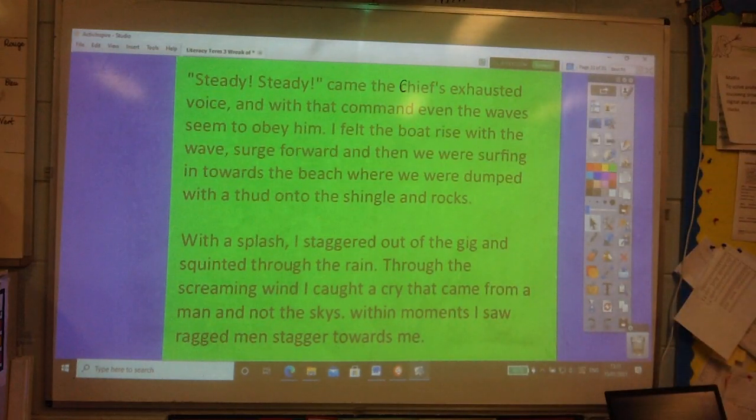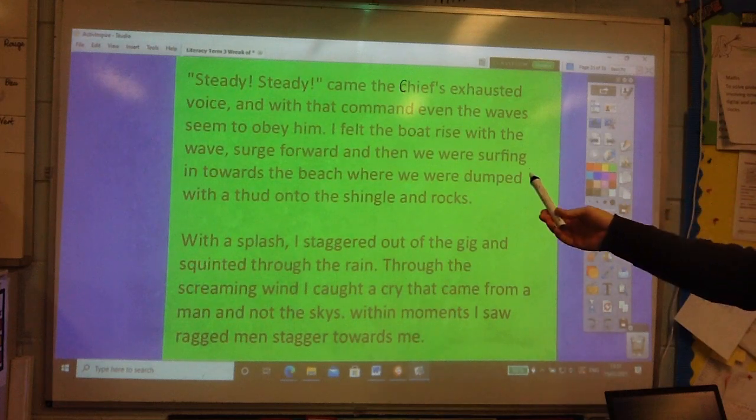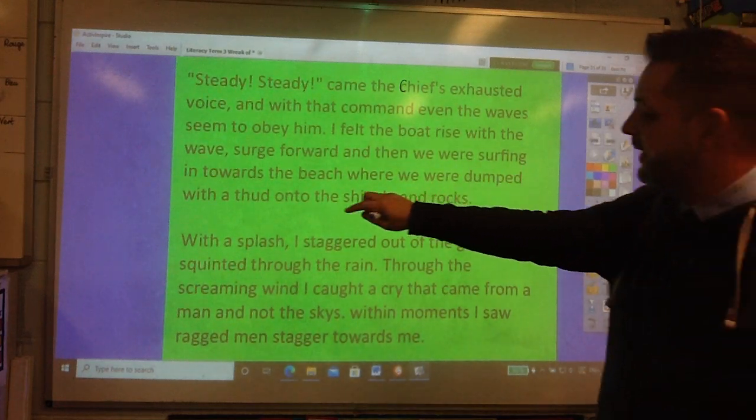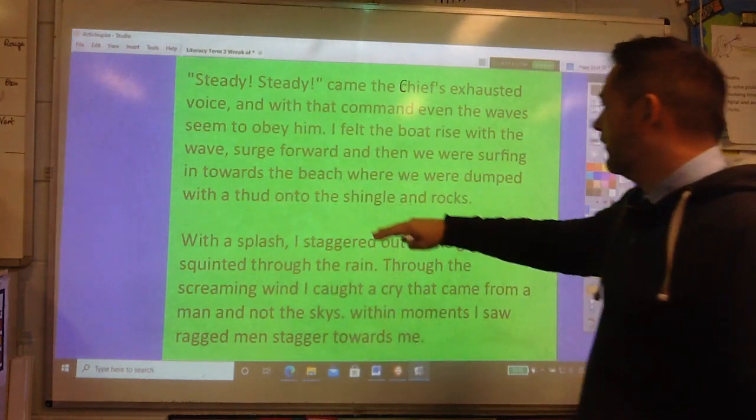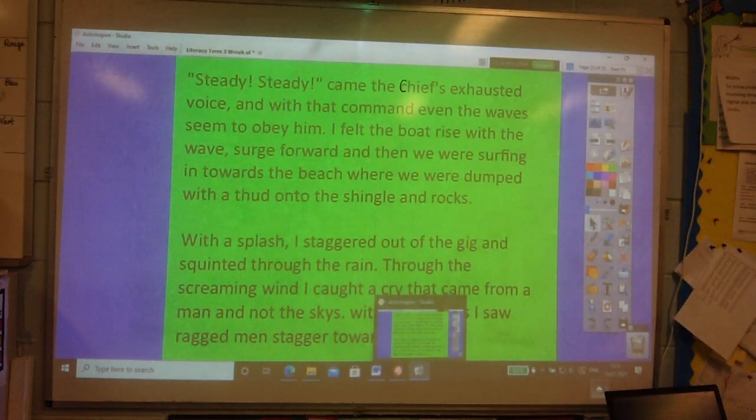And with that command, even the waves seem to obey him. So I'm really trying to put in there how he's talking and what's happening. I felt the boat rise with the waves, surge forward. So again, choosing the vocabulary carefully. And then we were surfing in towards the beach.